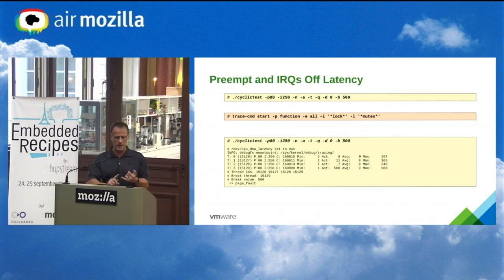So what I'm doing is I'm using the function tracer, but I'm only tracing anything that has the name lock or mutex in it. That's the dash L with star lock, dash L star, and also all events. Then back on the tracing side, when I hit my latency, you get this output. I didn't hit control C here. It actually hit the 500 microseconds. You see at the bottom, it shows the thread that hit the latency, and there's the value, 560.